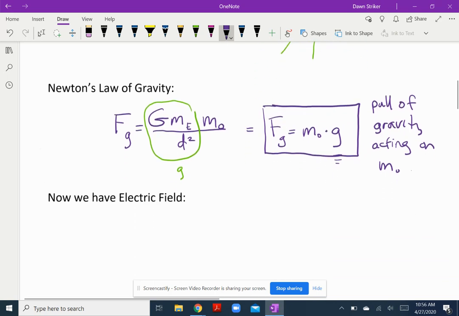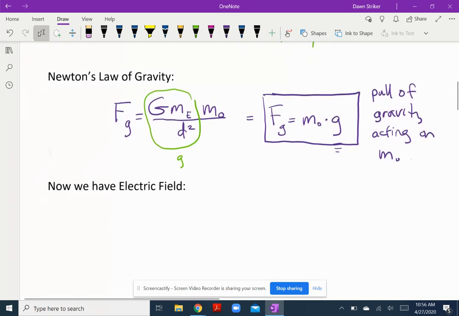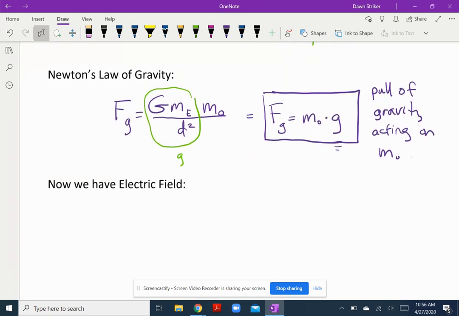Now let's go on to electric fields, which you know have a formula that's very similar to the force of gravity formula. It's called Coulomb's law. And so I'm going to draw a similar picture, and I'm going to talk about electric fields in a similar way. And so what is an electric field?